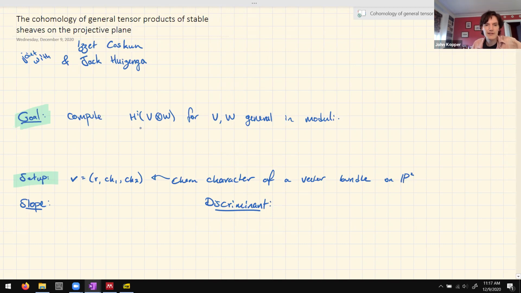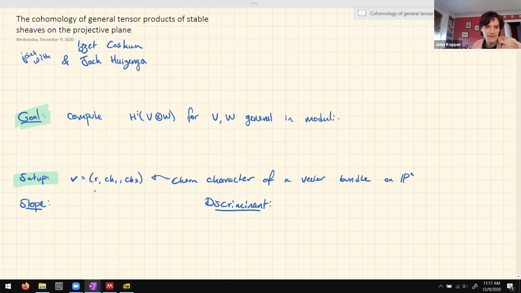The goal is, as I said, to compute the cohomology groups of a tensor product of two vector bundles that are stable and general in their respective moduli spaces on P2. And I want to tell you what all those cohomology groups are, and I will essentially give you a complete answer to this question, modulo some things.